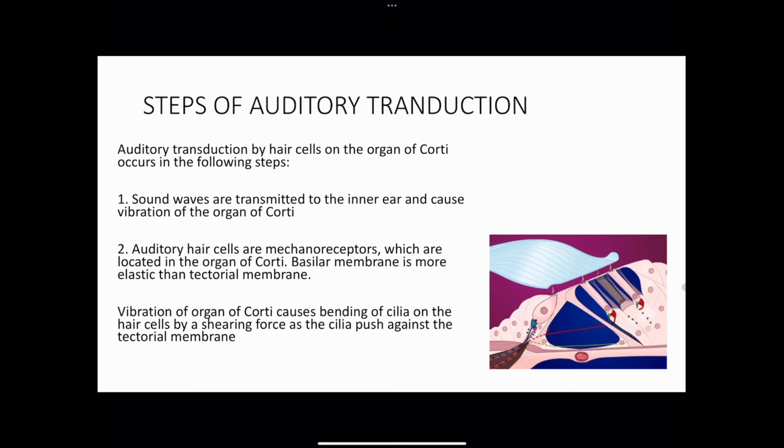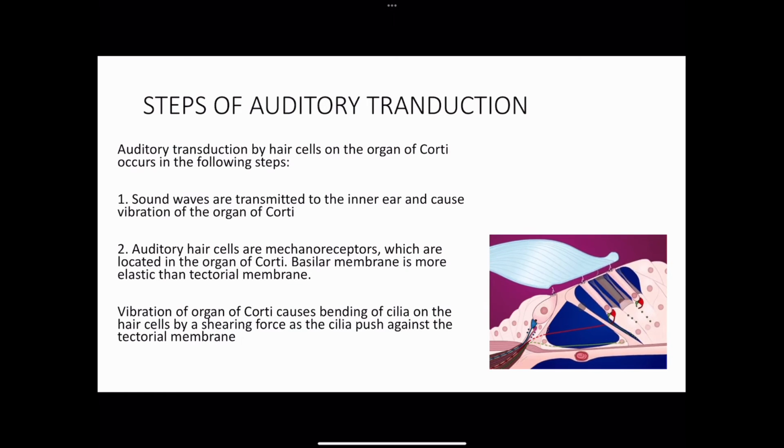Next, we'll learn about the steps of auditory transduction. Auditory transduction by hair cells on the organ of Corti occurs in the following steps. Firstly, the sound waves are transmitted to the inner ear and cause vibration of the organ of Corti. Auditory hair cells are mechanoreceptors, which are located in the organ of Corti. The basilar membrane is more elastic than the tectorial membrane. So this is the basilar membrane, and this is the tectorial membrane. This basilar membrane is elastic, so it moves with vibration.